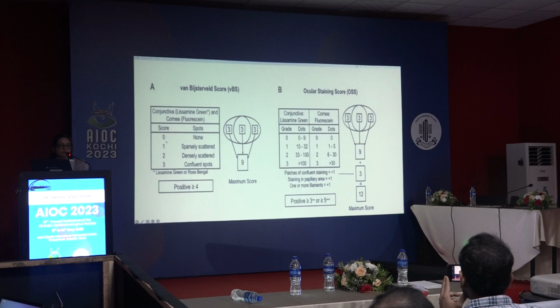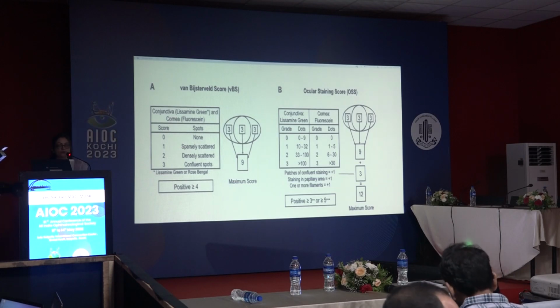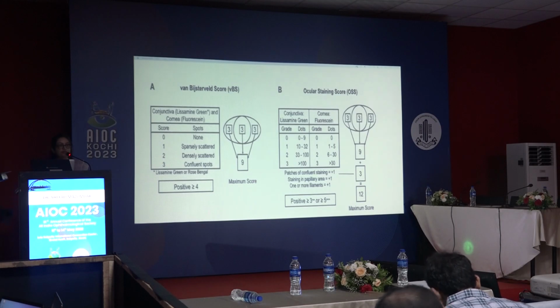Now let's come to assessment of corneal staining and conjunctival staining. So whether you are using VBS or OSS, one thing you should always keep in mind is that for the cornea we use fluorescent dye, and for the conjunctiva we use Lissamine green dye. Okay, and then depending on the number of dots you can give a score.